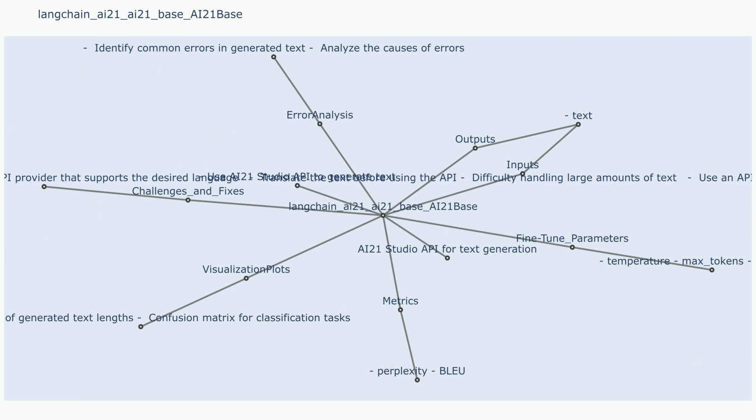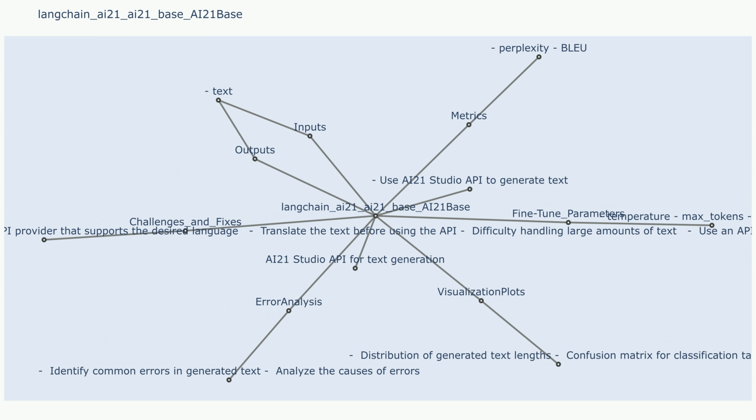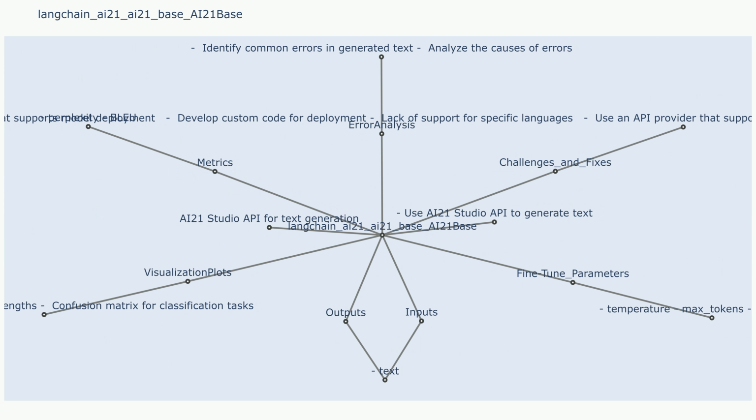Steps. Input processing: the input text is pre-processed and tokenized into a format suitable for the AI21 base model. Model execution: the AI21 base model processes the input and generates the desired text output based on the provided parameters.